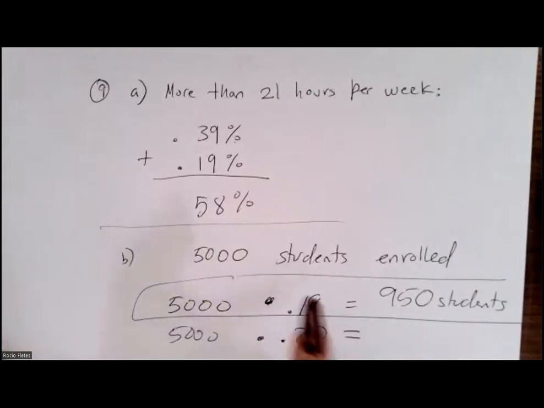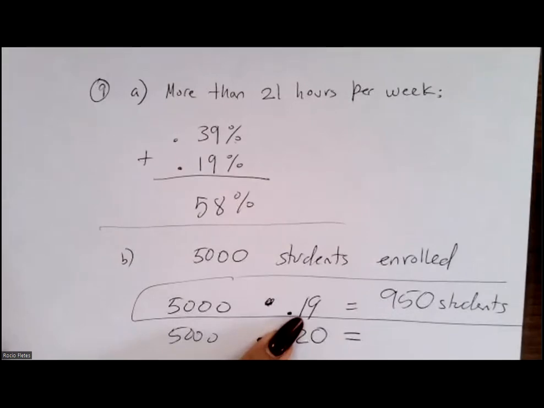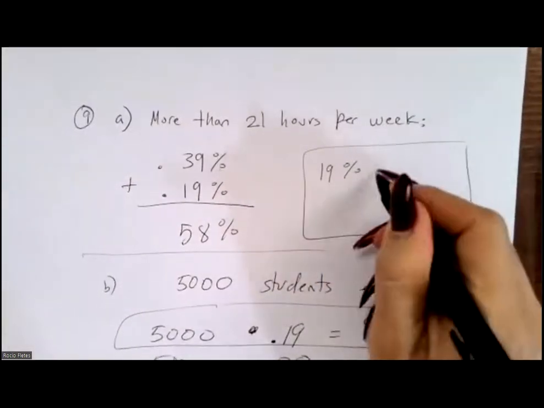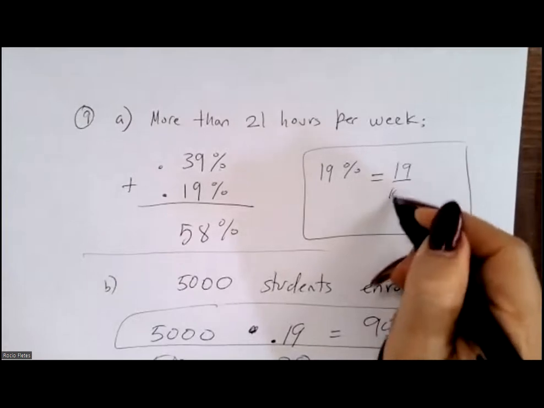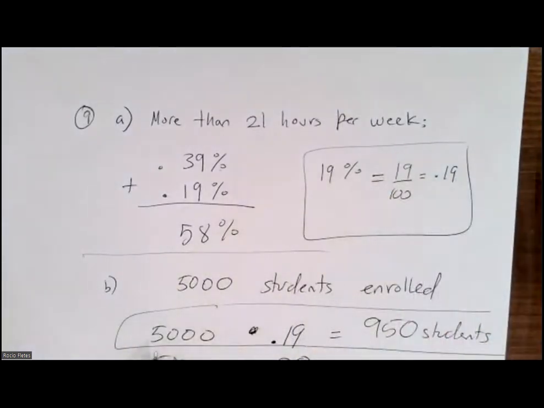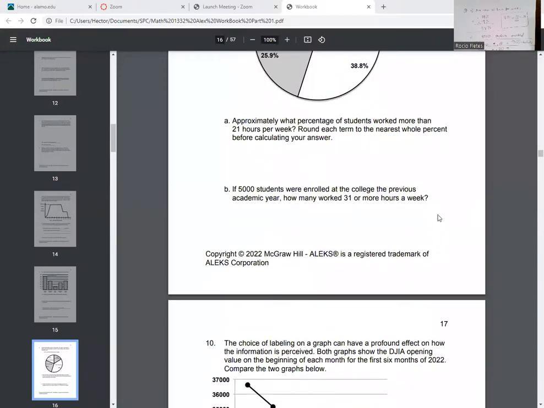Now notice that I went ahead and multiplied by 0.19 because 19%, when I write it in decimal form, becomes 0.19, right? So remember that 19%, if you want to convert to decimal, you write 19 divided by 100, and that moves the decimal 2 places to the left, so it's going to be 0.19. So if you multiply 5,000 times 0.19, it gives you 950 students. So you have about 950 students out of the 5,000 students working 31 or more hours per week, okay? That's the answer to number 9. So the answer to number 9 is 950 students.